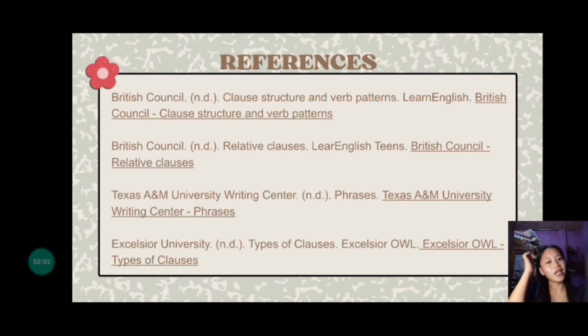So these are the references that I used in preparing my written report and presentation. I used reliable grammar resources to make sure that the information and examples presented in this report are accurate.